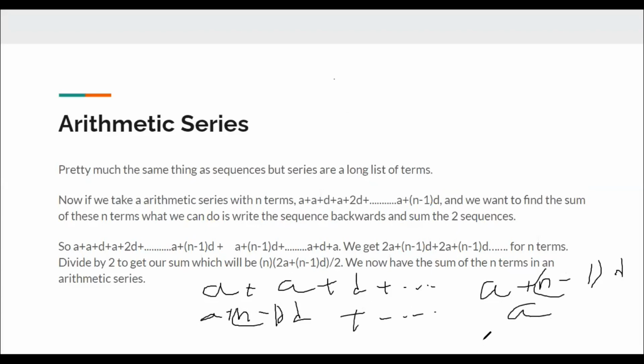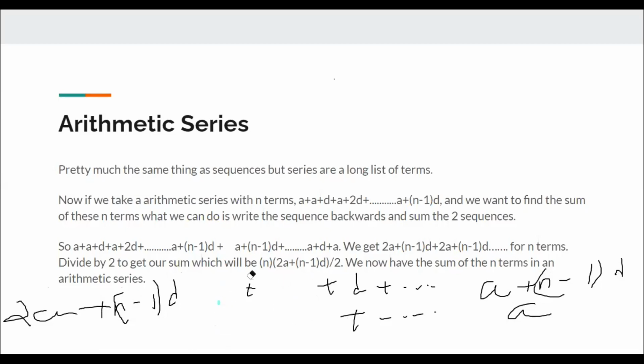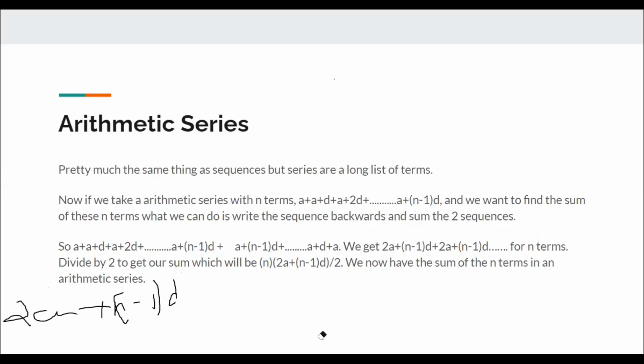The reason I did this is because if you sum both of these series together, you're going to get 2a plus n minus 1 times d. Every two terms will sum to that. A plus 2, n minus 1 times d is this as well, and so is this term. So now you can easily find the sum of the series because both of the sequences have the same exact sum. If you divide the total sum by 2, that's our answer.